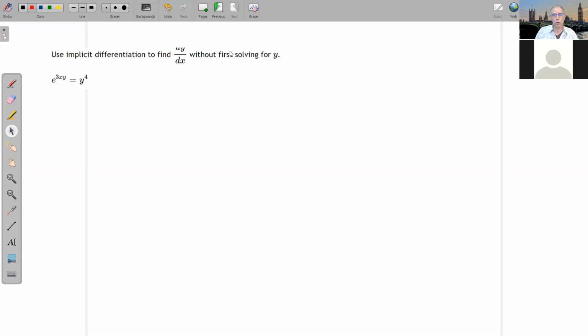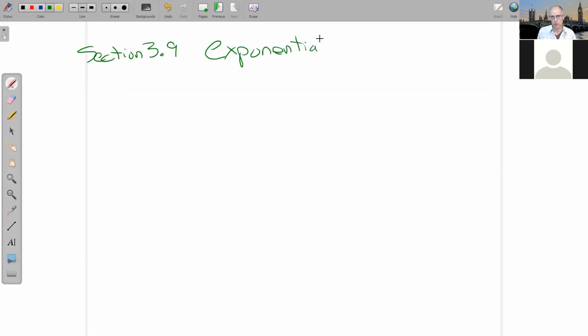So next we need to explore e and the natural log for derivatives. So this is section 3.9, and we are playing with exponential and logarithmic functions. So just a couple of reminders, some things about exponents and logs that you're going to need to know.